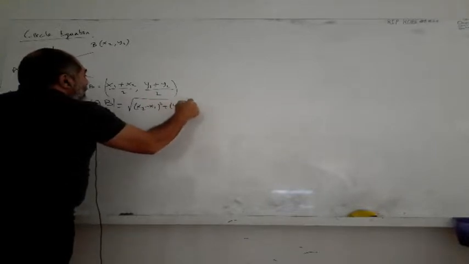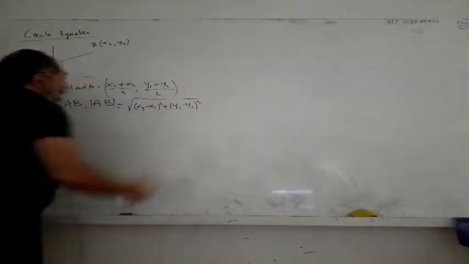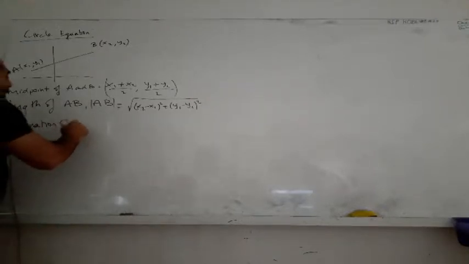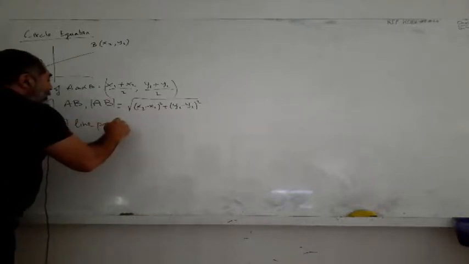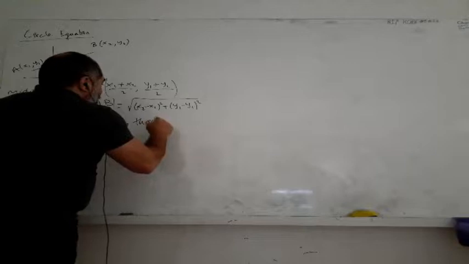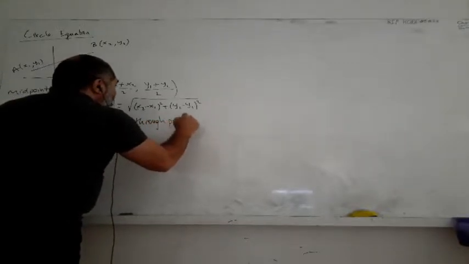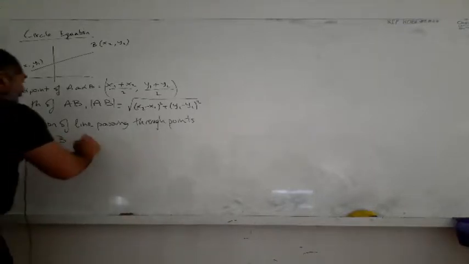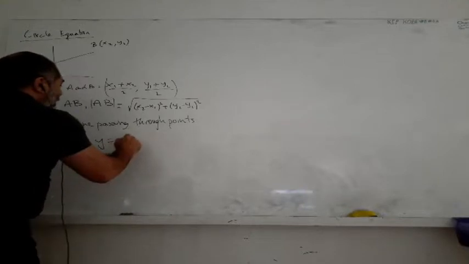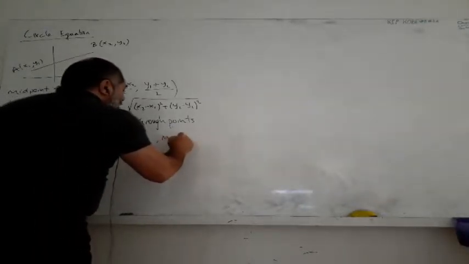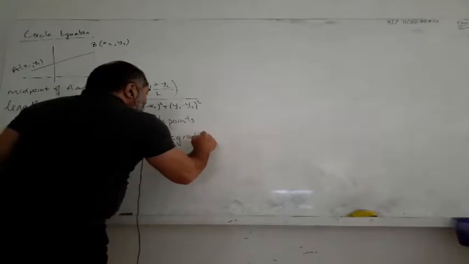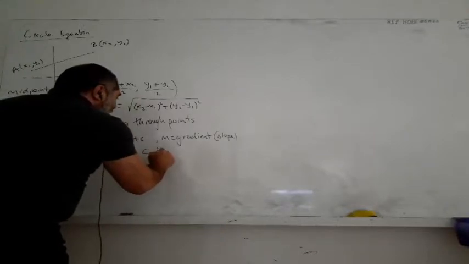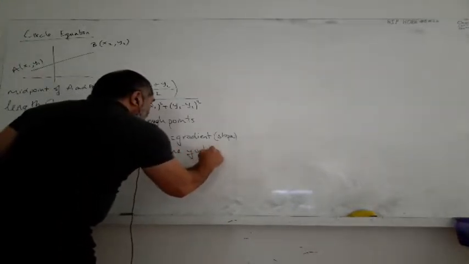And how do we find the equation of the line passing through points A and B? The equation is y is equal to mx plus c, where m is the gradient or slope and c is the y-intercept.